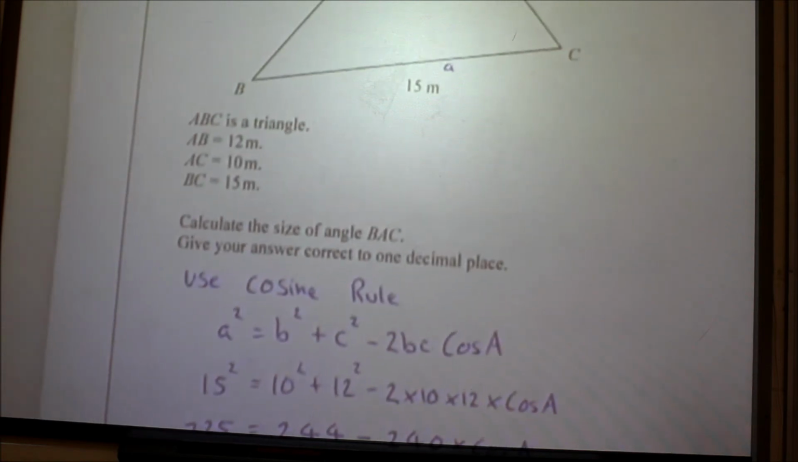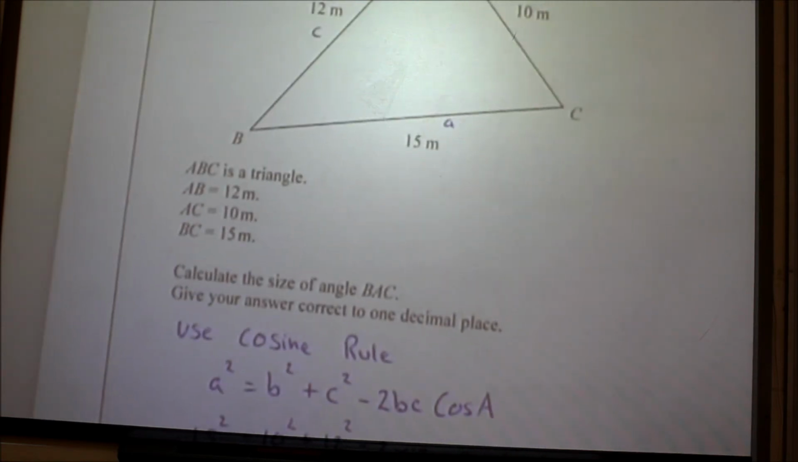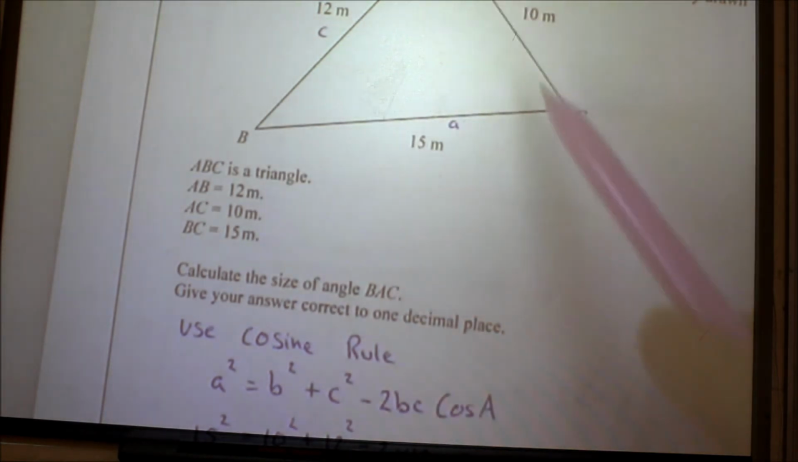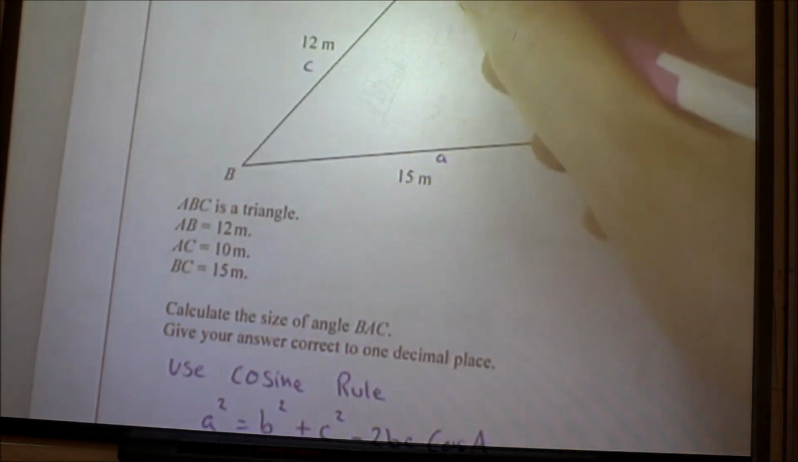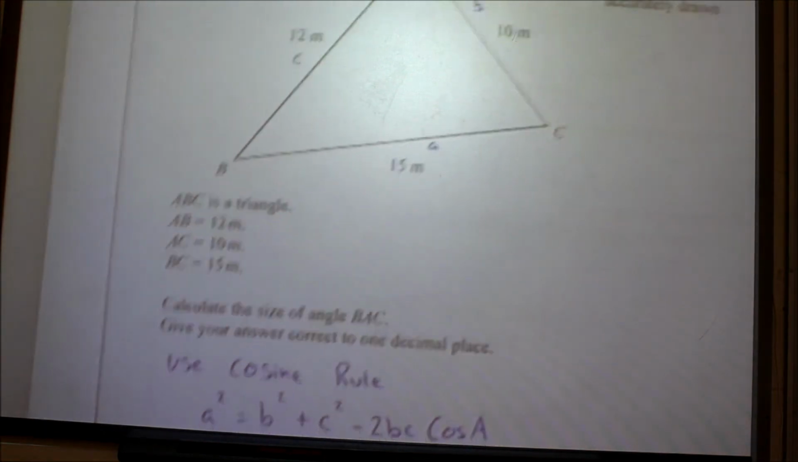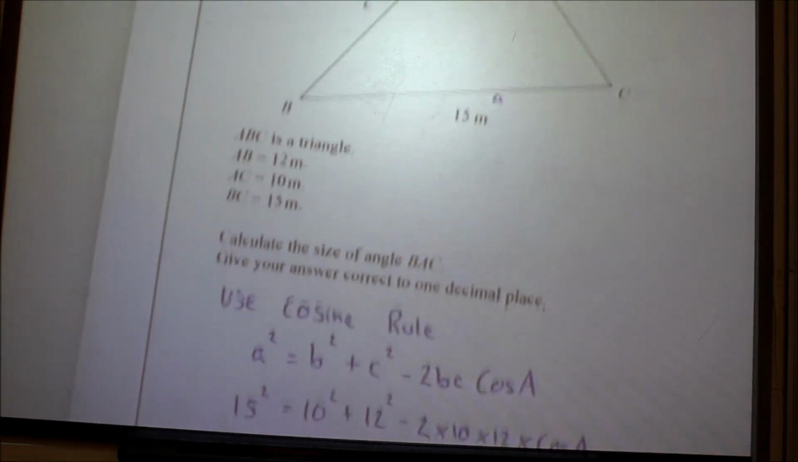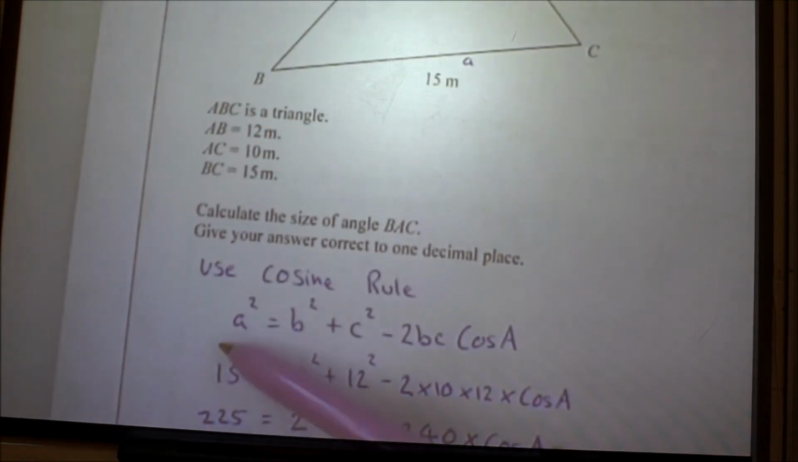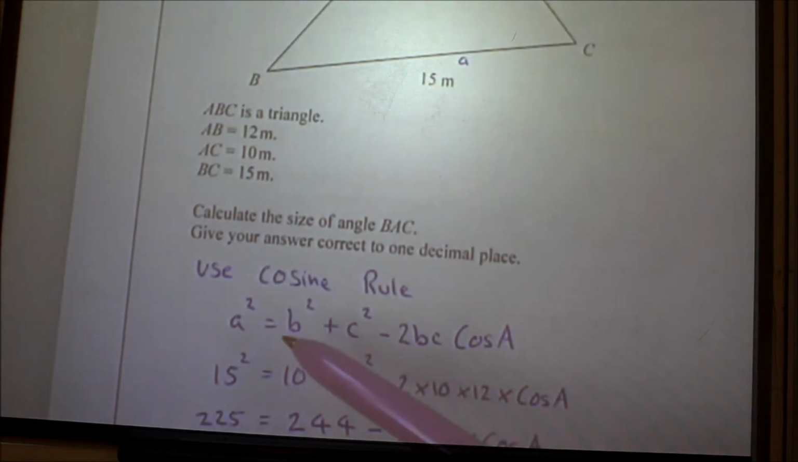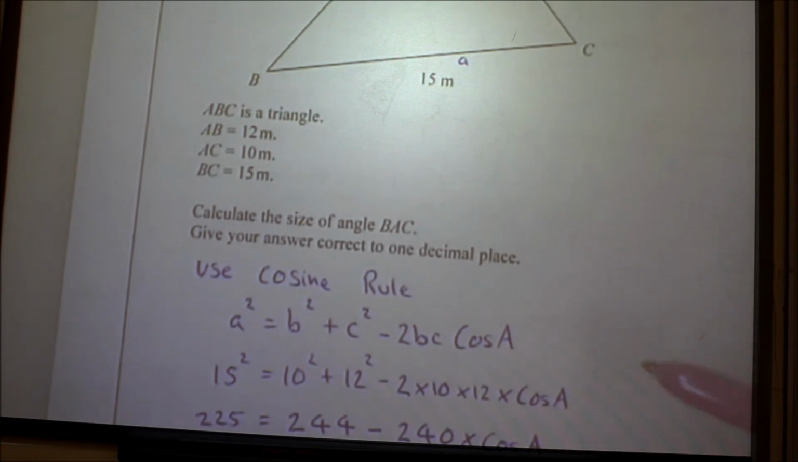Next one, this is question 10. Calculate the size of the angle BAC. So it's that angle in there we are trying to find. I'll just shade it in so you can see it. We're going to use something called the cosine rule. It's on the front of your exam paper and it looks a little bit like this. It is A squared equals B squared add C squared take away 2BC cos A.